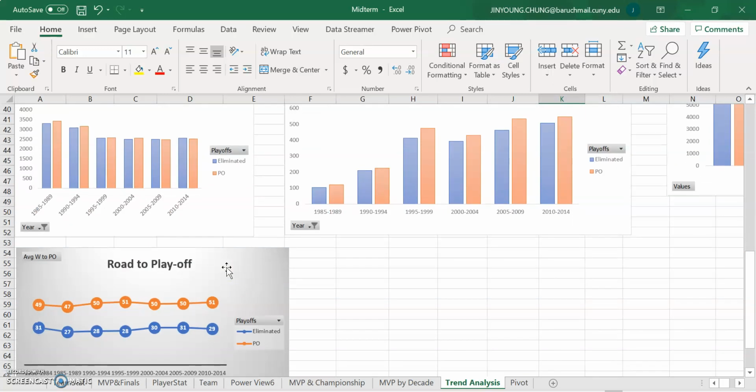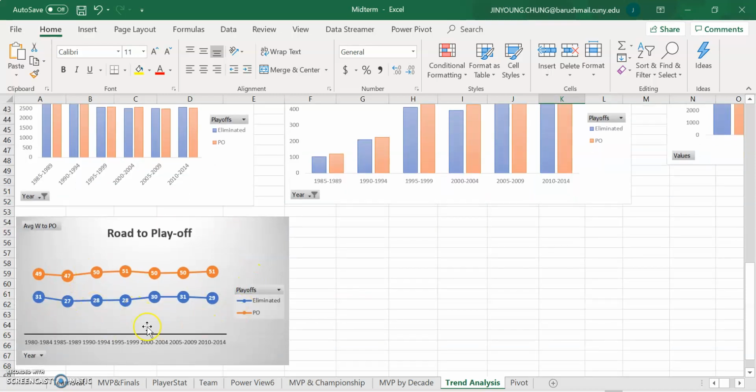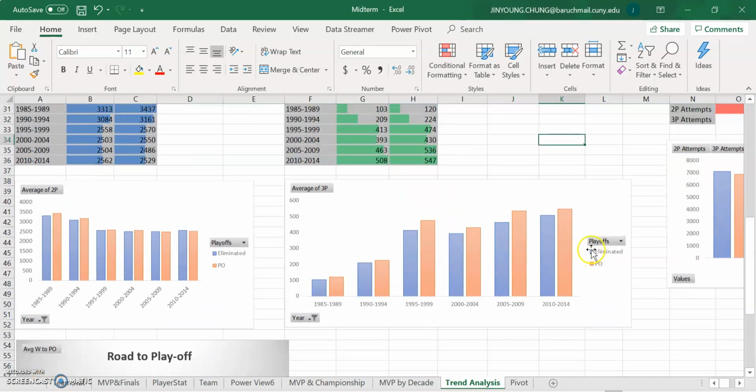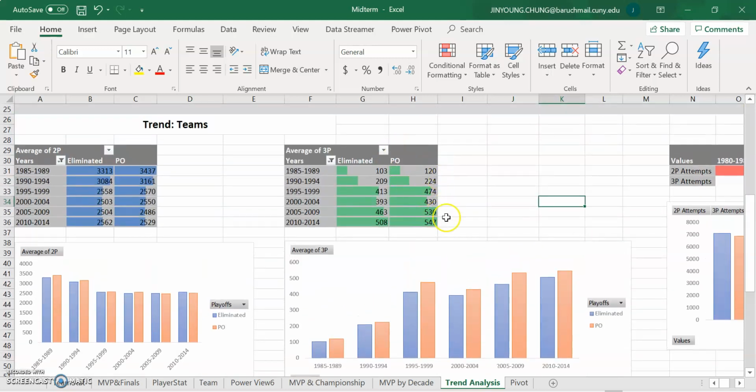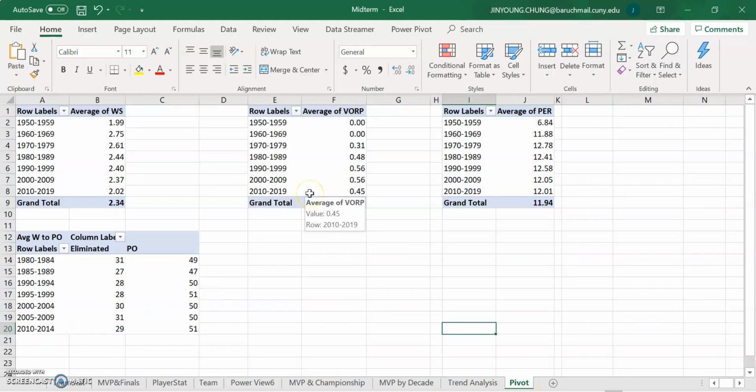Just to briefly predict the number of wins a team has to make to reach the playoffs, on the line graph, playoff teams on average made 50 wins out of 82 games. Therefore, to safely make the playoffs, a team should win around 50 games and make around 550 3-pointers during the regular season. The last worksheet is the collection of pivot tables that I used to create pivot charts, which I introduced on previous worksheets.